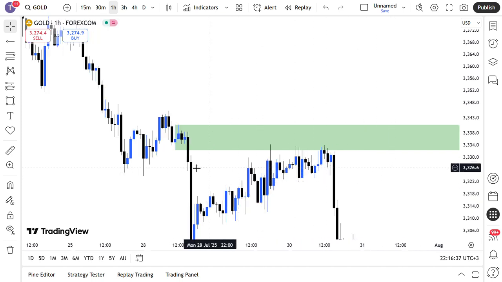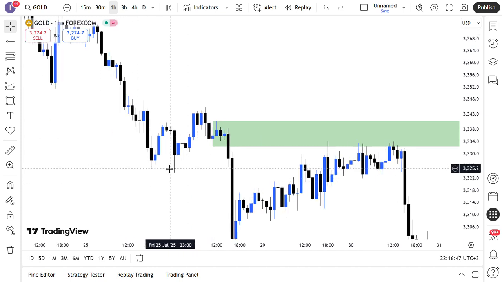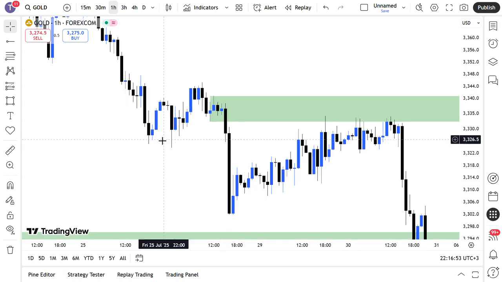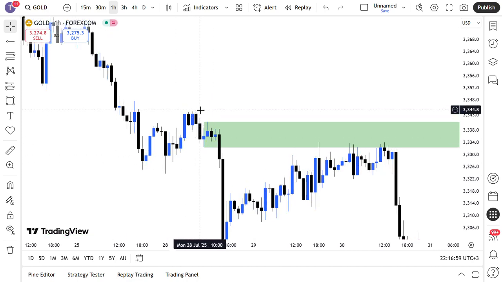So here we had this move back upward, the pullback, and then the market came back down to sweep liquidity. This here, you can see very clearly, there is a sweep of liquidity before this pullback. After this pullback, the market came back down to break structure. So we have a valid structure, a valid break of structure, and a strong high.